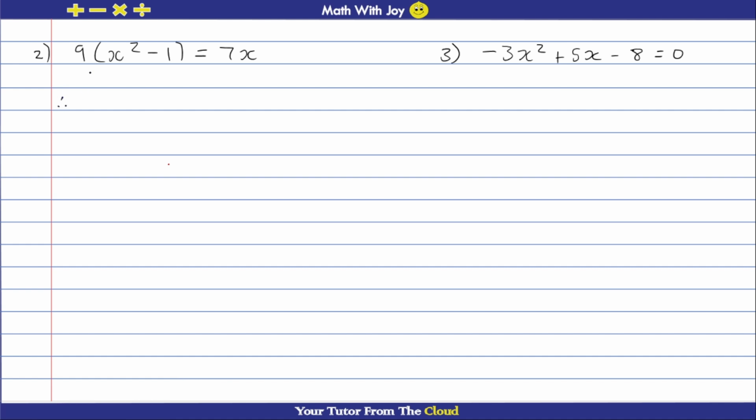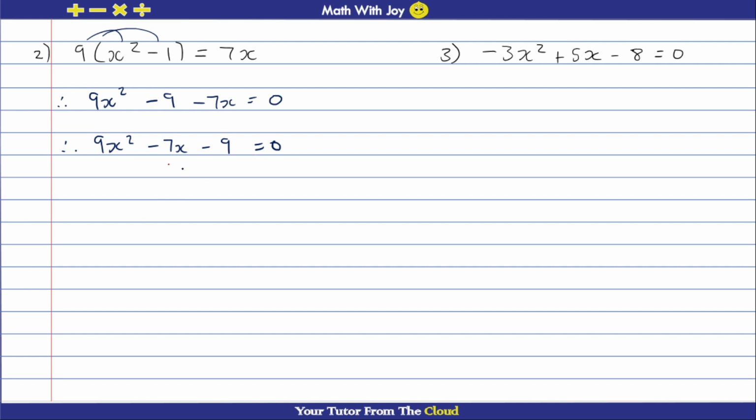Over here, we can clearly see it's not in standard form. So we are going to make it into standard form first by multiplying the 9 inside and then bringing the 7x over here. But it's still not in standard form, so I'm going to write 9x squared minus 7x minus 9 equals 0. So now I have it in standard form.